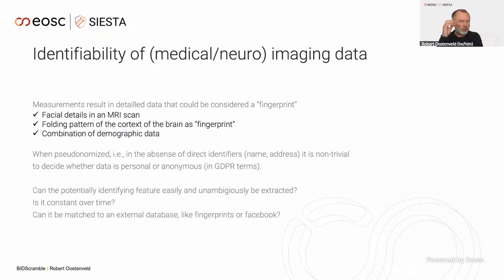If we consider whether data is identifiable or not, then there are a few characteristics to consider. Are the potentially identifying features easily and unambiguously extracted from the imaging data, such as the face, which is easy to extract, or the cortical folding pattern, which is already more difficult? Is it constant over time, and can it be mapped to an external database, like fingerprints or photos of faces that you would, for example, find on Facebook?